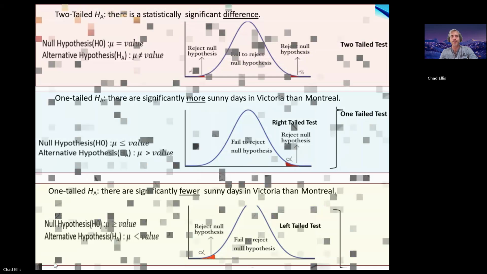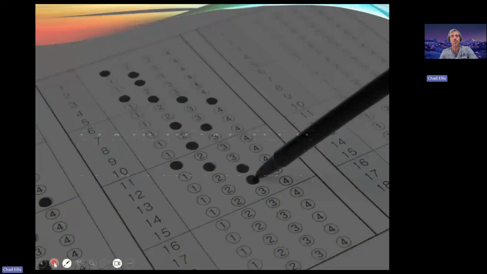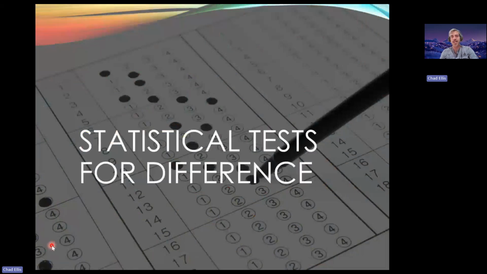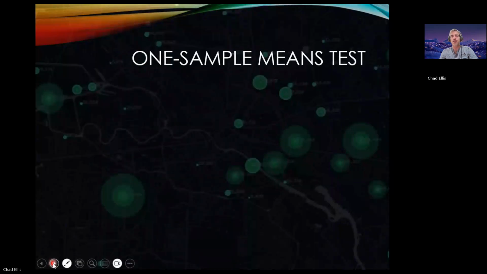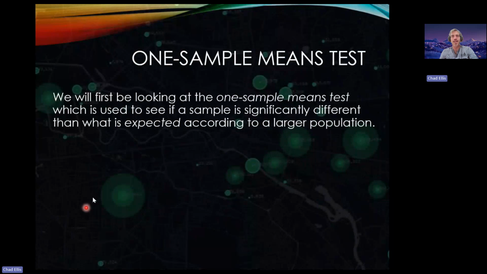Okay, so this brings us to statistical tests for difference. A main use of statistical tests is to determine whether there's a significant difference between two samples or two groups or not. The first type of test we're going to be looking at is called the one sample means test. What it does is it takes a sample, looks at the sample, and the test tells us whether it belongs to a larger population or not.